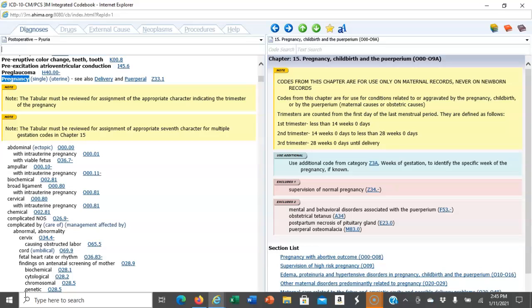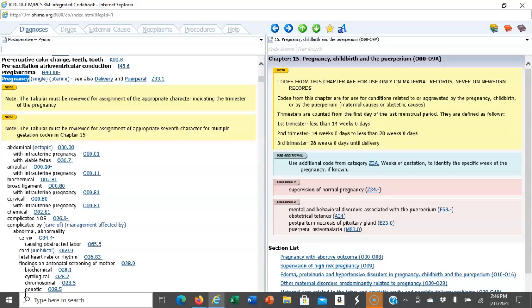If you will, turn to page 536 in your textbook. And we're beginning with selection of OB principal or first listed diagnosis guidelines. This first guideline talks about a routine outpatient prenatal visit. It tells us that for routine outpatient prenatal visits where there is no complication present, we use a code from category Z34, which is Encounter for Supervision of Normal Pregnancy. That should be used as the first listed diagnosis. These codes are not used in conjunction with any other codes from Chapter 15.